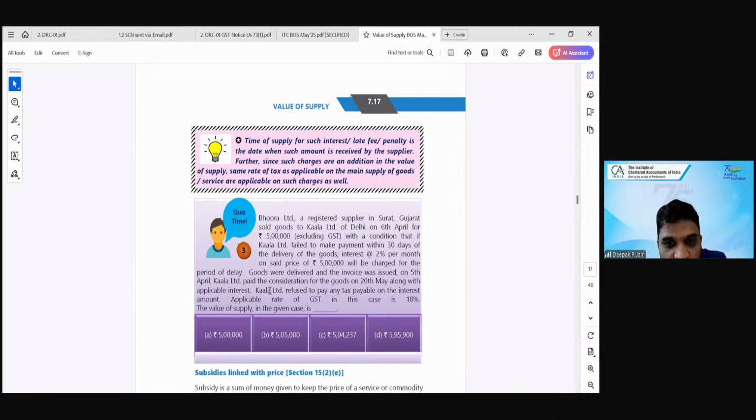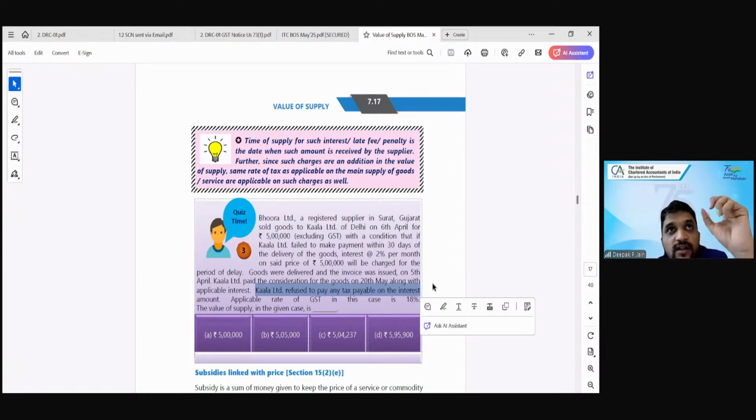But one line you missed out is Kala Limited refused to pay any tax payable on the interest. What does this mean? So that no tax will be on interest. Correct. So can you say that there is no tax on the interest? Does the law say so? Law says that if you collect interest and if your customer is not paying, you don't pay GST to the government. Is it permitted? No, sir. It is not permitted, right? It is just that Kala Limited is saying that I will not pay the tax on the interest.